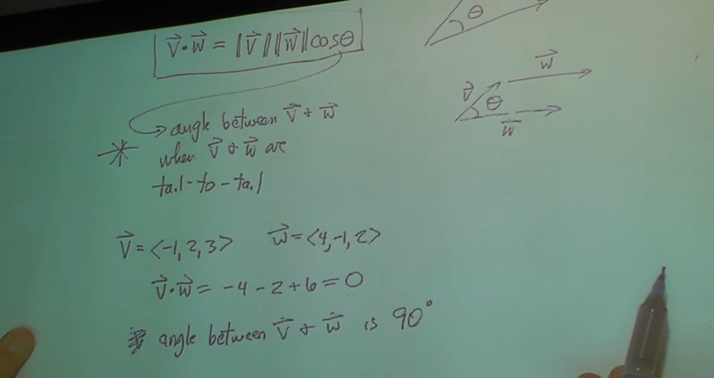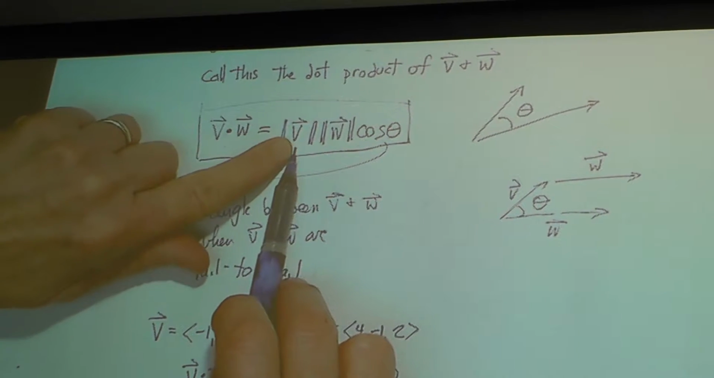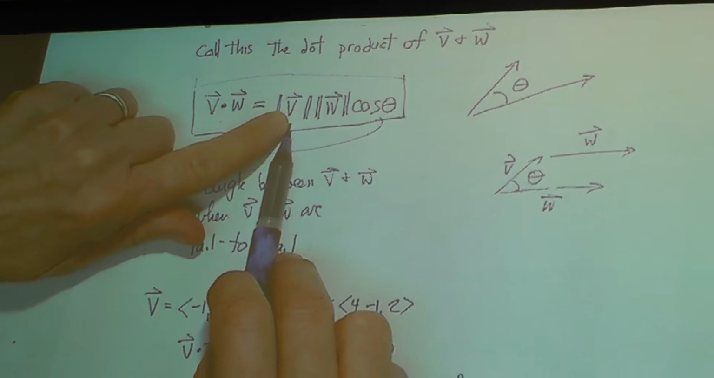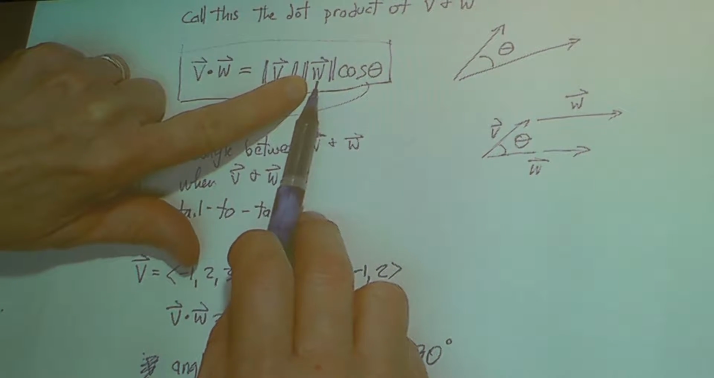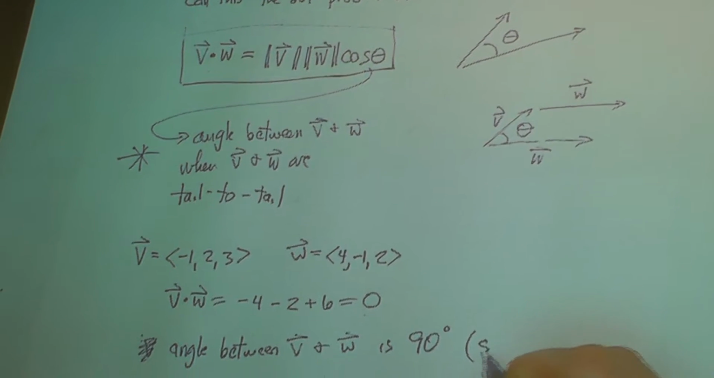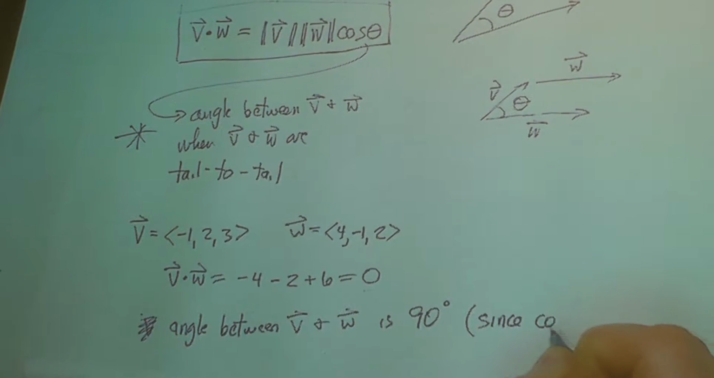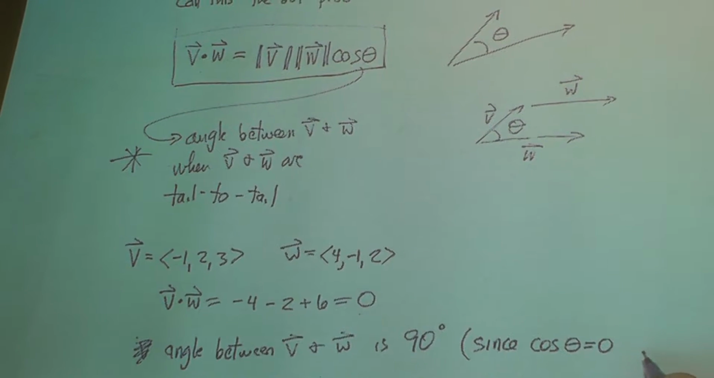Why does that follow? Well, magnitude of V, that's positive, right? Same as magnitude of W. The only way the right-hand side can be 0 is if cosine of theta is 0.